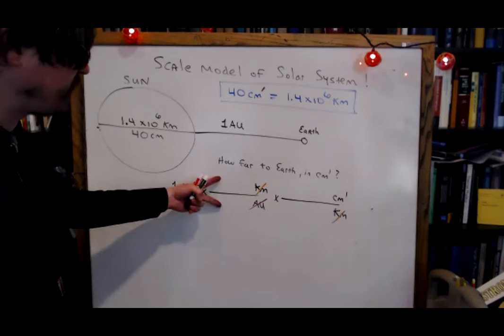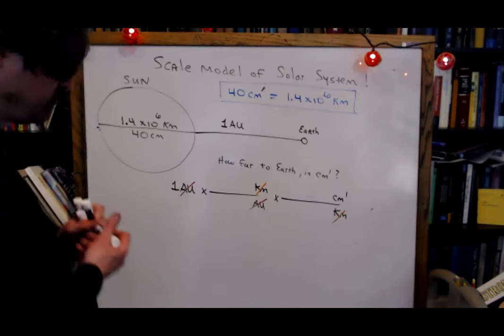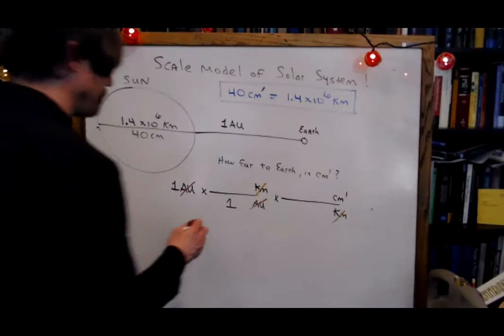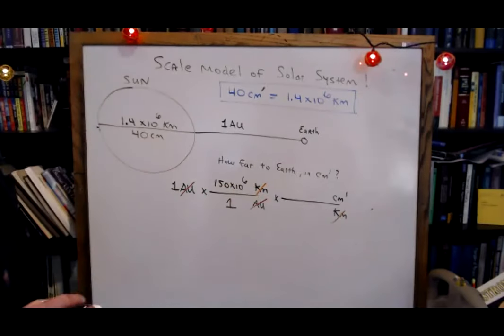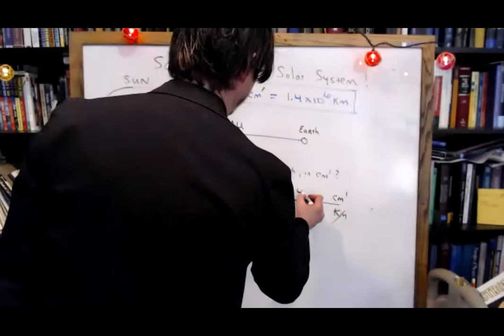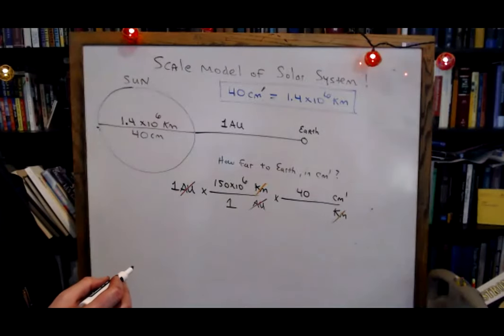Okay, so help me find the conversion factor from AUs to kilometers. One AU is, what did we say? One AU is 150 times 10 to the 6 kilometers. So we put that on top, right? Okay, what numbers do I put over here? 40? Where do I put 40? On the top. And what do I put on the bottom? 1.4 times 10 to the 6th.